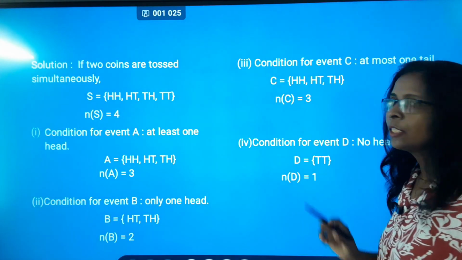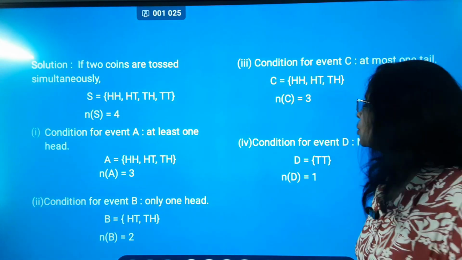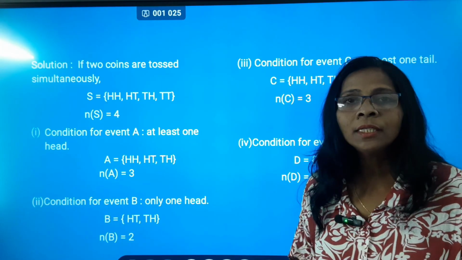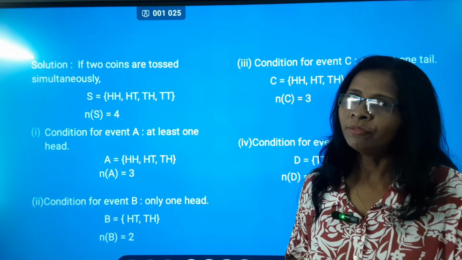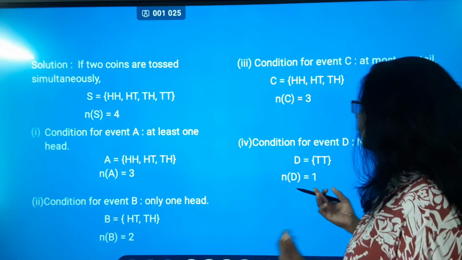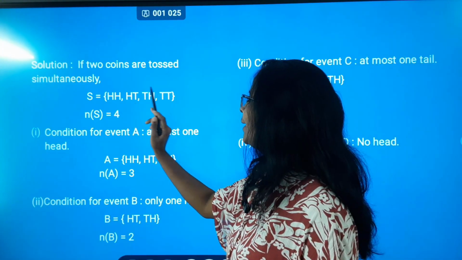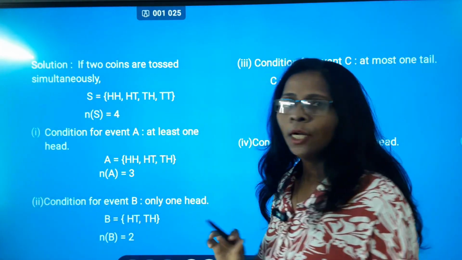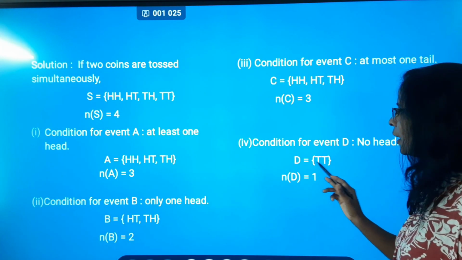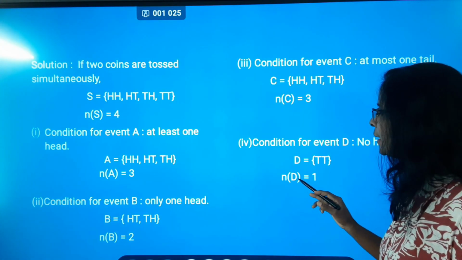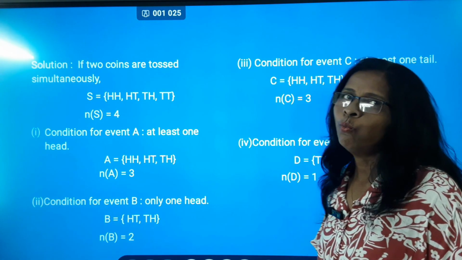Now the fourth condition. What is the fourth condition, students? No head. The head should not appear on the upper face, so the others are neglected. Only TT we take in the event D. So D is equal to TT, and the number of sample points n of D is equal to 1, students.